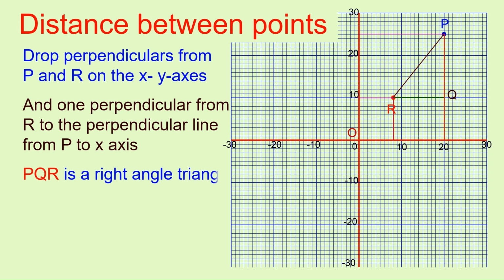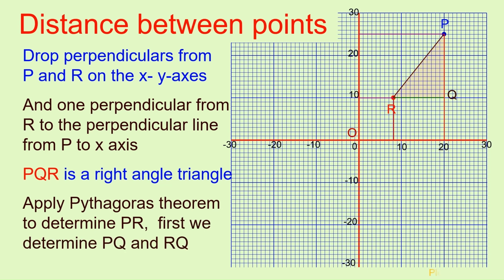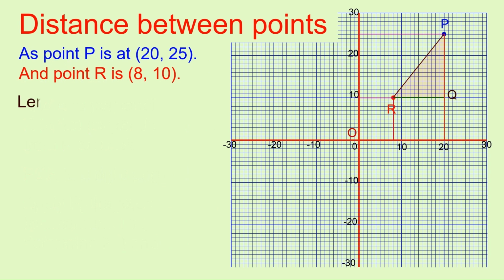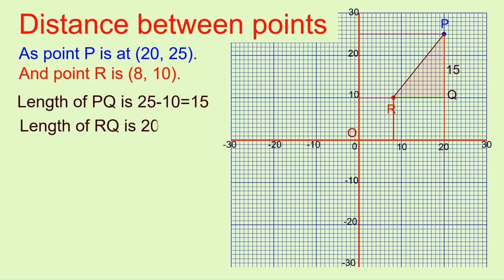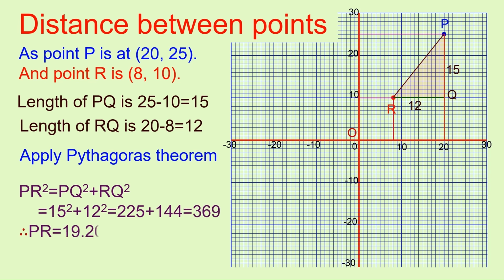PQR is a right-angled triangle. Apply Pythagoras theorem to determine PR. First, we determine PQ and RQ. Length of PQ is 25 minus 10 is equal to 15. Length of RQ is 20 minus 8 is equal to 12. Apply Pythagoras theorem. PR squared equals PQ squared plus RQ squared. Calculating we get, therefore PR equals 19.209.